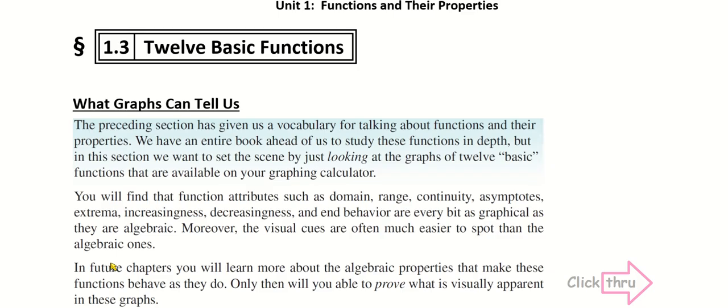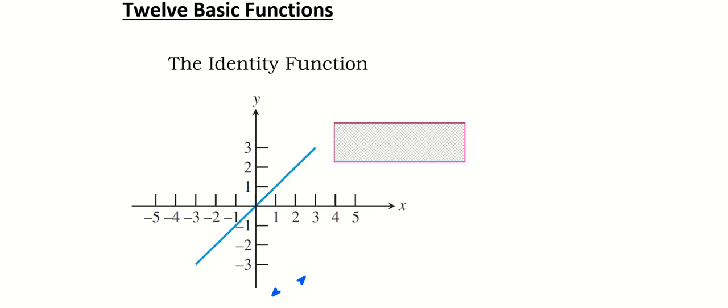Duh. In future chapters, there we go again, just giving context to this particular lesson. In future chapters, you will learn more about the algebraic properties that make these functions behave as they do. What's really going on with these functions, and what do they actually do with the input that you plug in, which obviously then leads to things like, why does the graph look like it does? Only then will you be able to prove what is visually apparent. Okay, here we go.